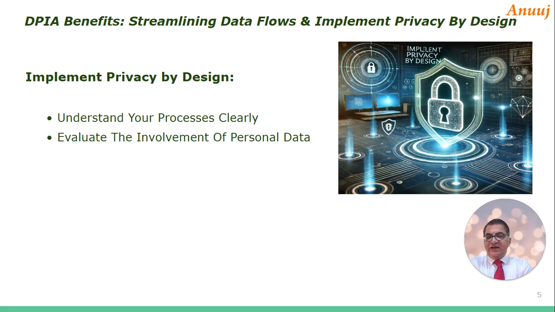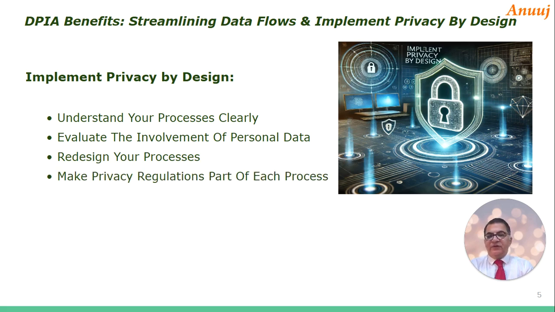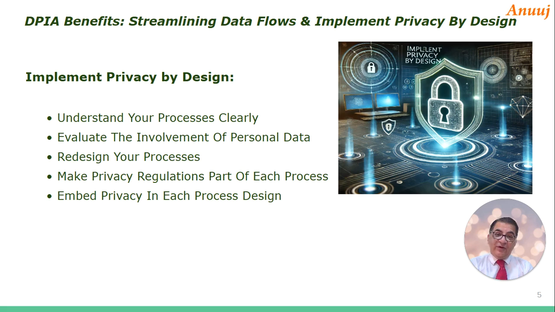Understand your processes clearly, evaluate which processes are actually using personal data. These two examples use personal data. Redesign these processes such that by default, whenever someone works, the privacy regulations are automatically taken care of. Embed privacy in each and every design of your process. This was a very small example which says that the finance needs financial information. Maybe they don't need address, so you don't need to give it to them. It's the billing team that needs address and not the financial information, so you give them only that, right?